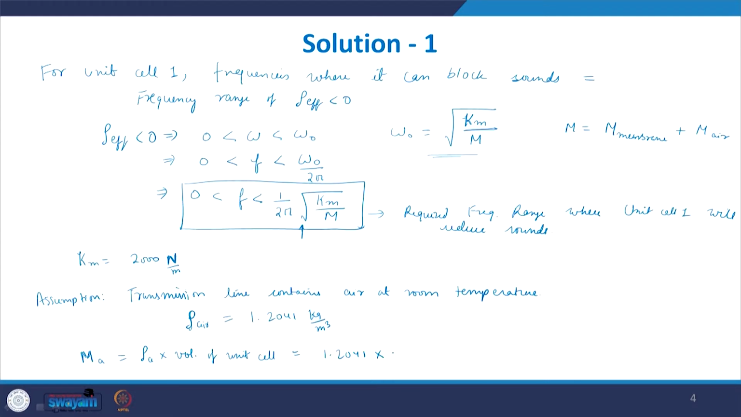So, the area becomes pi r square, which is 0.02 whole square, multiplied by the length, which is 0.05. Everything is in SI units. So, the value that we find is 7.6 into 10 to the power minus 5 kgs. So, that is the first value.